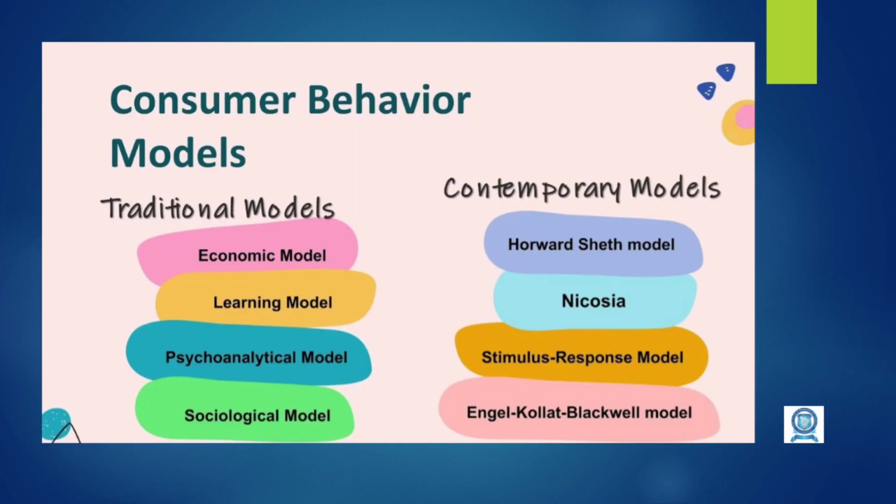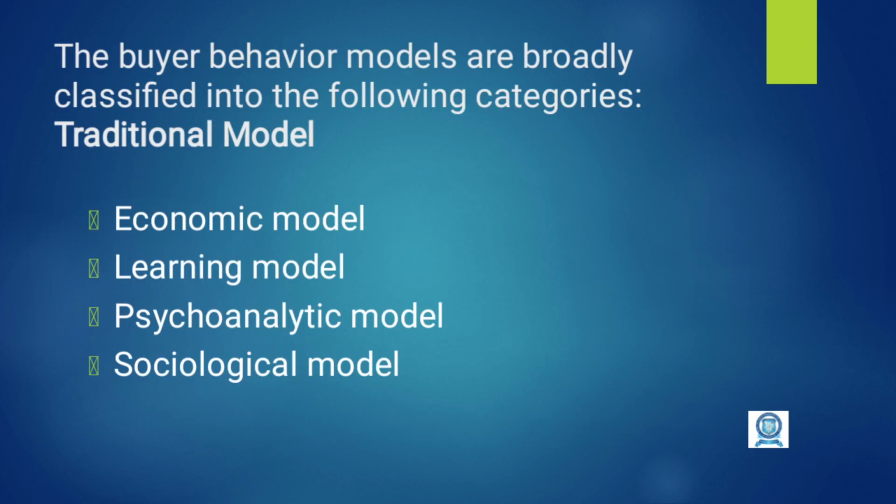So we can find consumer behavior models in two ways: traditional model and contemporary model. Traditional model is classified into economic model, learning model, psychoanalytical model and sociological model, and contemporary model is classified into Harvard-Sheth model, Nicosia model, stimulus response model and Engel-Kollat-Blackwell model. So the buyer behavior models are classified into the following categories.